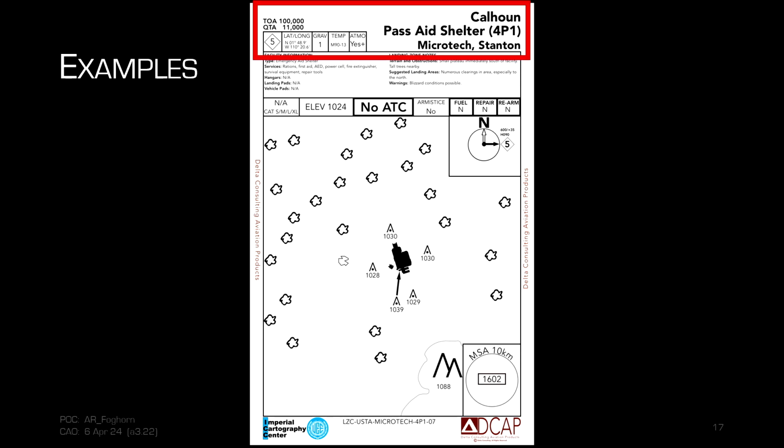The very top, up at the title block, not only has the name of the location over on the right, here it says Calhoun Pass Aid Shelter, and in parentheses it'll have its 3-digit facility ID. For Papa 1, it'll tell you where it's at. Over on the left, you have a data block that shows TOA for top of atmosphere. So if you fly up out of Microtech, your altimeter should stop reading at 100,000 and disappear, because that's where you're going to exit the atmosphere.